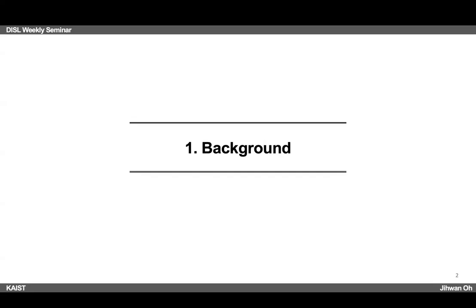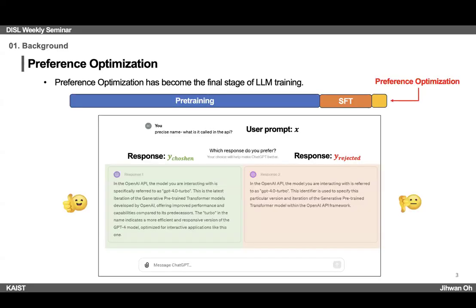First, I will provide a brief background on preference optimization. I think I covered this background in my previous presentation, so I'll try to explain it more simply. Currently, preference optimization is the final stage of LLM training. As you can see in the bar chart, there are three steps in LLM training: pre-training, SFT, and preference optimization. The bar length indicates the amount of training cost required for each stage.